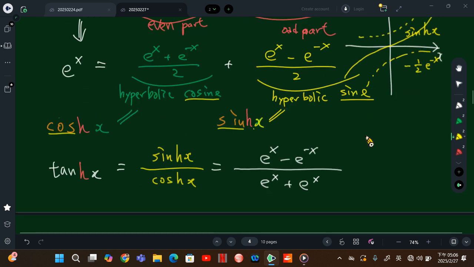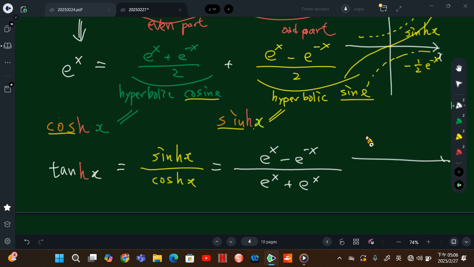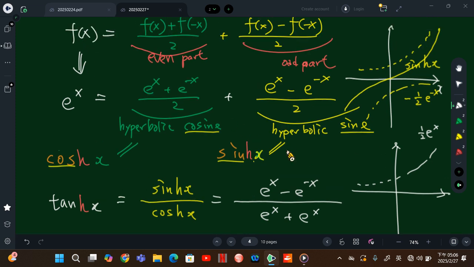You can follow the same way to get the hyperbolic cosine. This is 1/2 e to the power x, right? Then we also get 1/2 e to the power negative x. If we add them together, finally we get the hyperbolic cosine, like this one. This is hyperbolic cosine x.